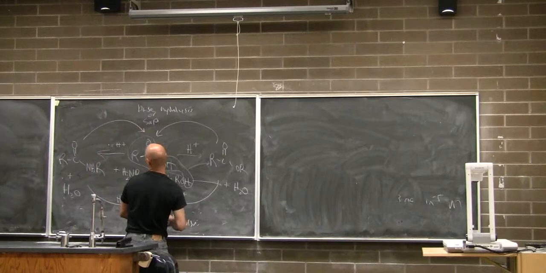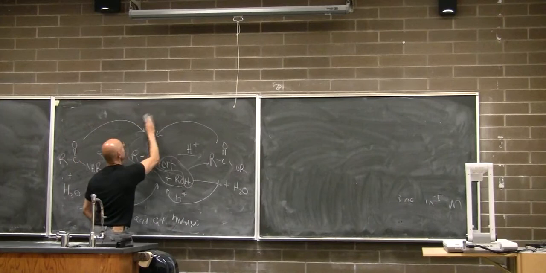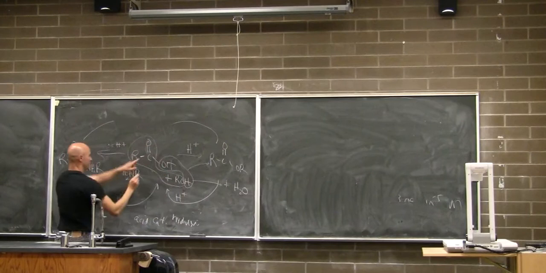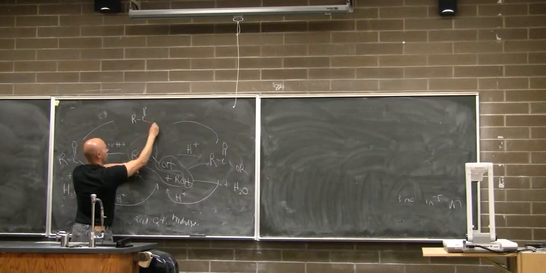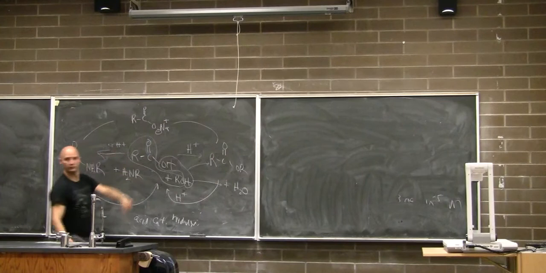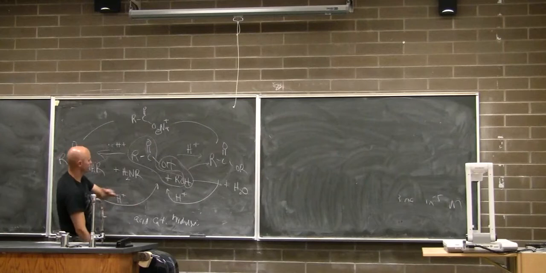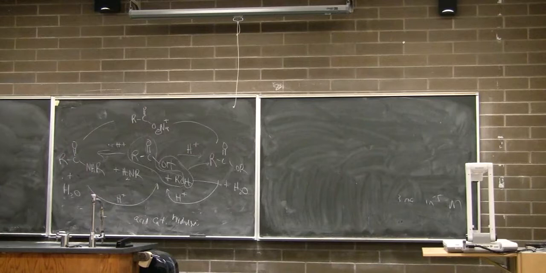And I ran out of room, so let me get rid of this. For these guys, instead of this structure, you're going to get RCOO minus Na plus. And then you're going to get your amine back, basically. Now remember, the amine is going to be more basic when it comes off, and so it's going to pull the proton off the less basic carboxylic acid. And that's going to happen in both cases.